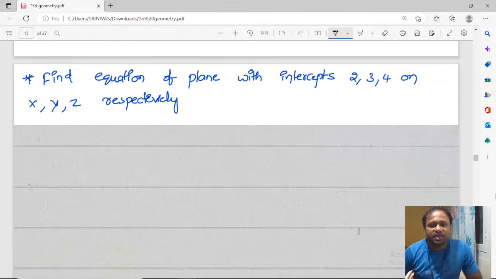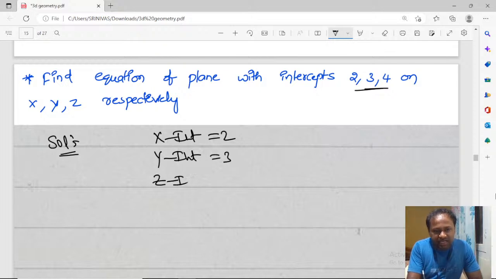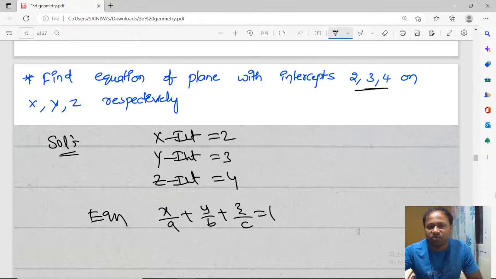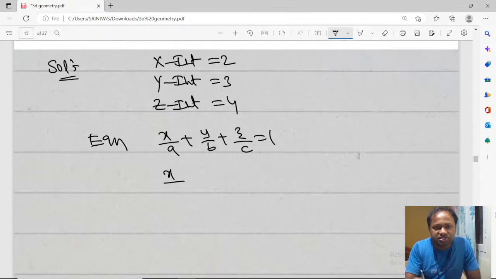Next, another question. Equation of the plane with intercepts given. Very easy. The x-intercept is equal to 2, y-intercept is equal to 3, z-intercept is equal to 4. What is the equation of the plane? x by a plus y by b plus z by c is equal to 1. Substitute in this. x by 2 plus y by 3 plus z by 4 is equal to 1.